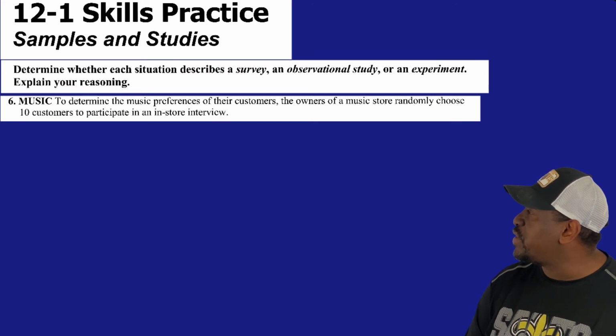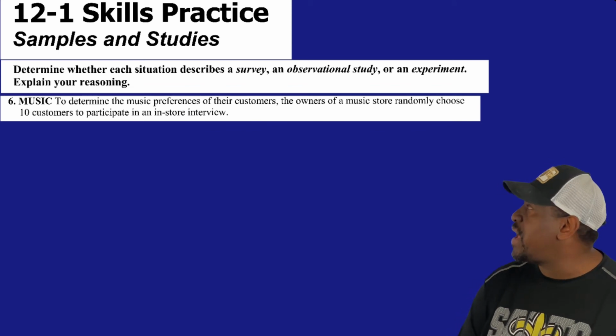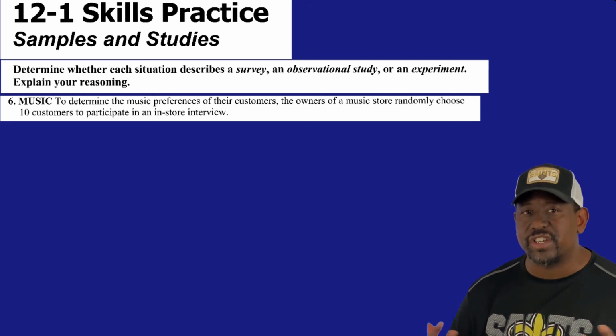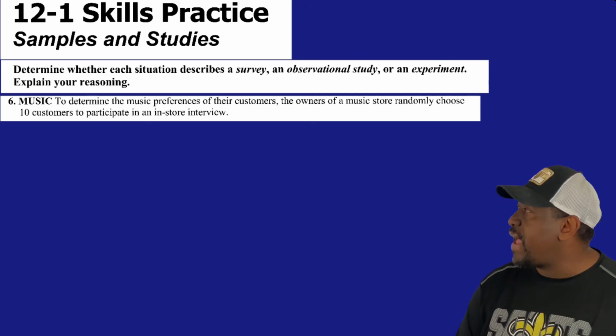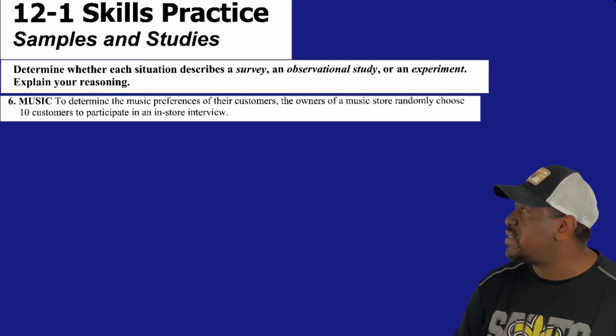So now we're doing another type where we will determine whether each situation is a survey, an observational study, or an experiment, and explain the reason. And again, these definitions are in the textbook. You can look them up through Google, and we will use examples to represent each of these different types.